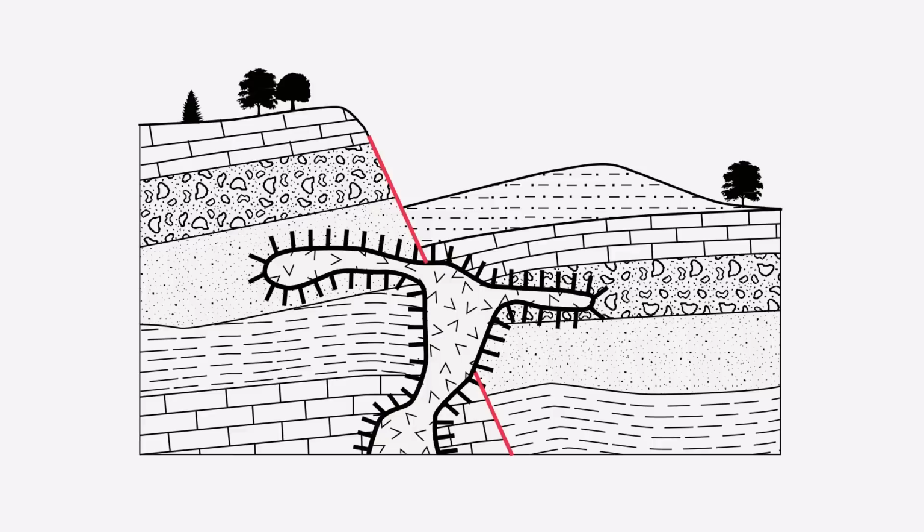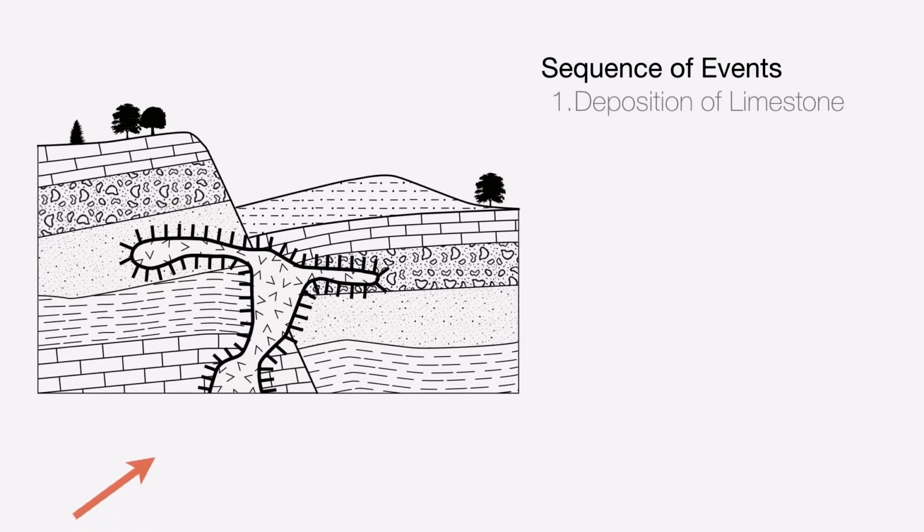But this one's tricky because we also have an intrusion. We have some uplift and weathering and erosion. There's a lot going on here. So let's go ahead and do our sequence. Now, first, I think we had deposition of this limestone, and then the shale, which is, of course, the same as this shale over here.